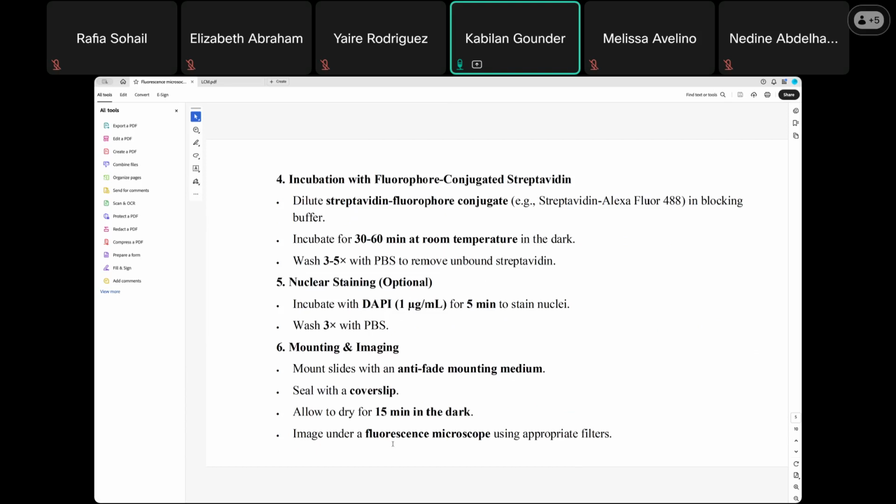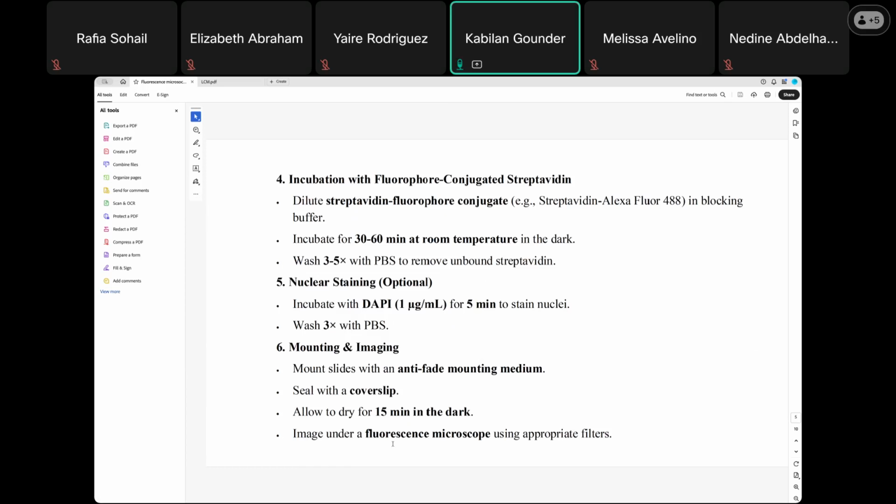And then, if you really want to study nuclear staining, you can incubate again with DAPI for 5 minutes, then wash several times with PBS, air dry, and see under the fluorescence microscope. Now you can see how much the lactoferrin is expressed in the cells.